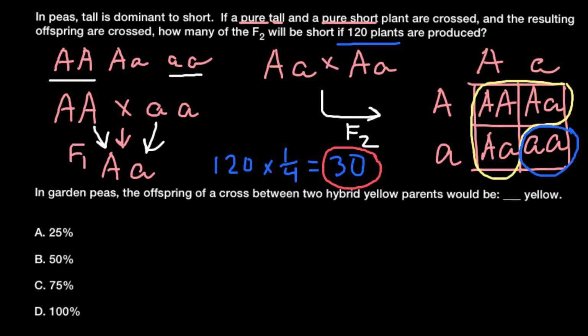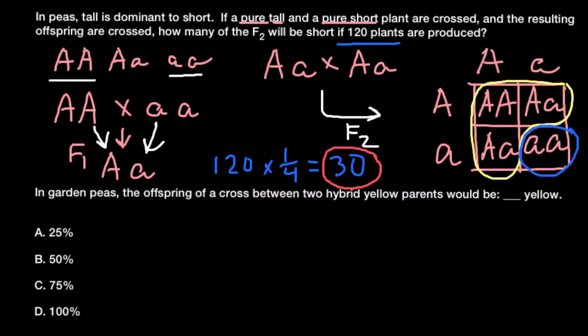Next question. In garden peas, the offspring of a cross between two hybrid yellow parents would be yellow. Here are 4 possible answers to choose from. So what do we call hybrids? Hybrids are plants that result when we cross two pure lines. One, for example, would be pure tall, another would be pure short. And if we cross them, as you see, hybrids would be heterozygous.